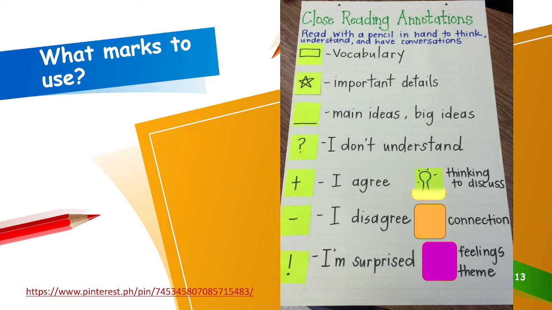So, pwede. Next, light bulb for thinking to discuss. Okay? So, if you want to discuss this idea na nabasa mo sa friend mo, so put a light bulb and then you can start discussing it with your friends, your family members, your ate, your kuya. Okay? Next is two-way arrow for connection if it is connected to you or saan siya connected. Pwede mo din siyang, halimbawa sa first paragraph, nakita mo may connection siya sa third paragraph, so you can use that.